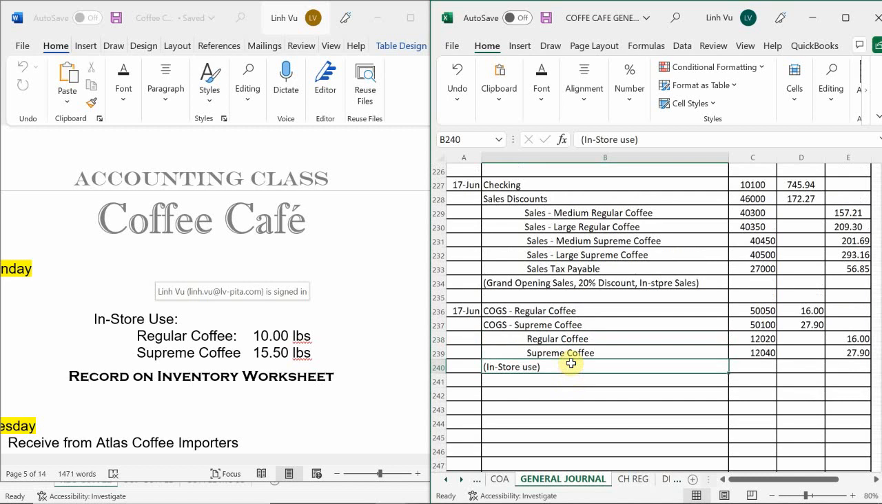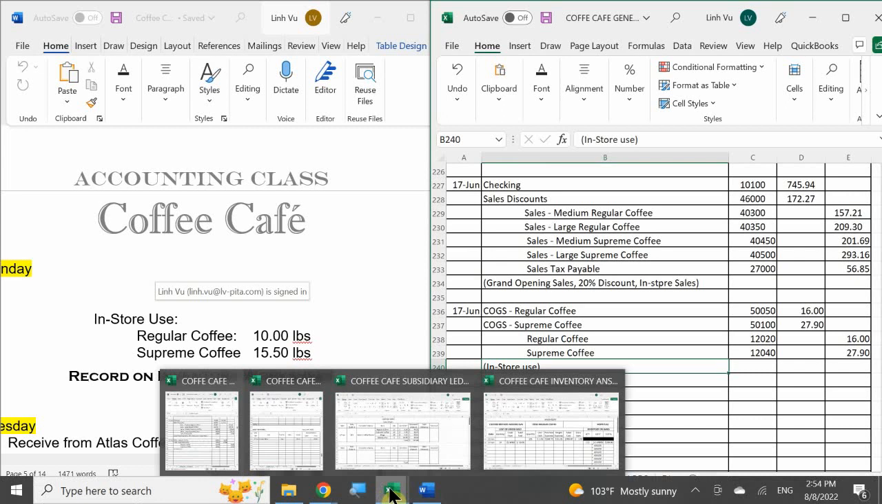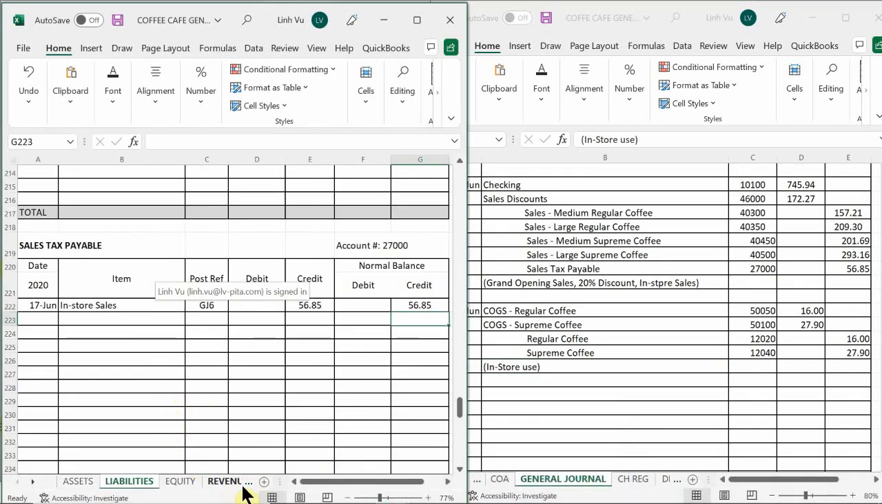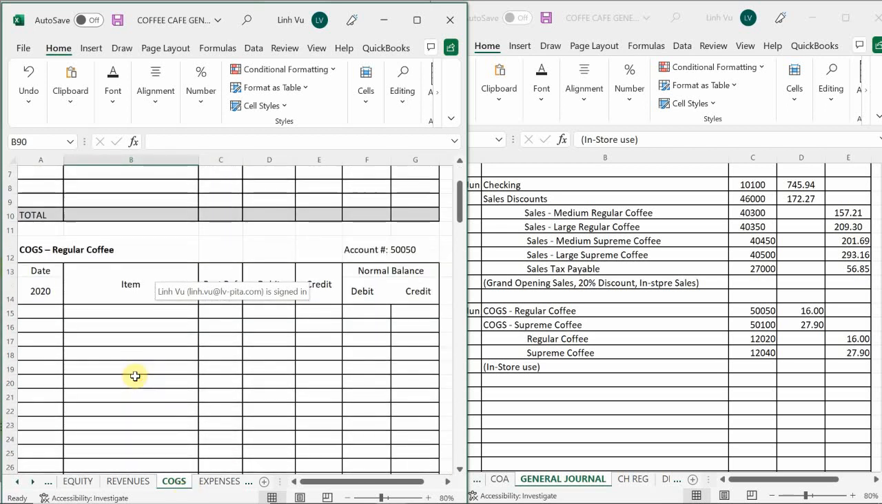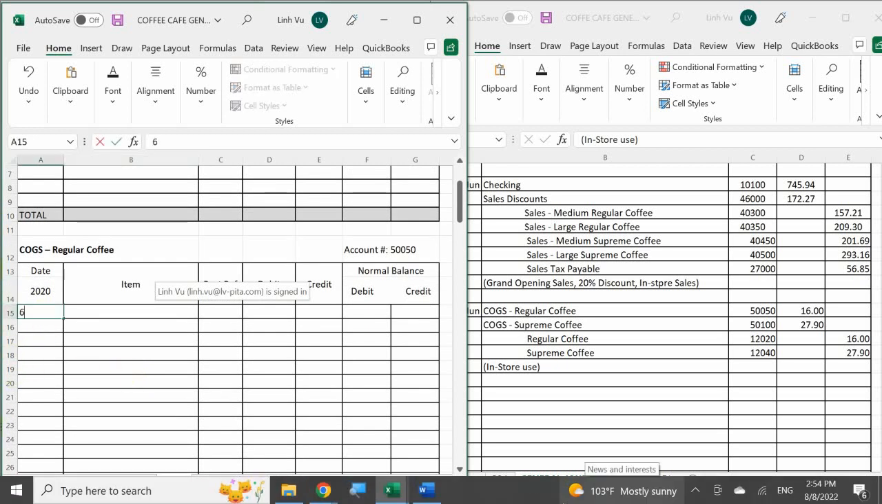Okay. So let's go ahead and record the usage of our coffee in our ledger. So we are finally tapping into cost of goods sold. Right, here's my cost of goods sold regular coffee. Okay, today's the 17th. This is where you could say I used 10 pounds, which cost me $16.